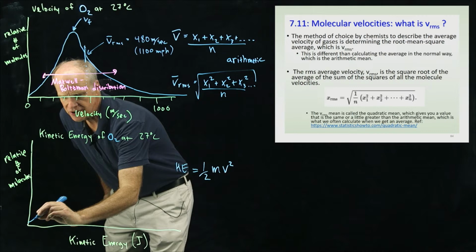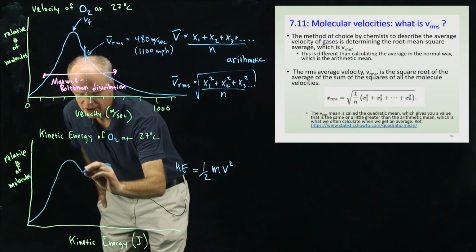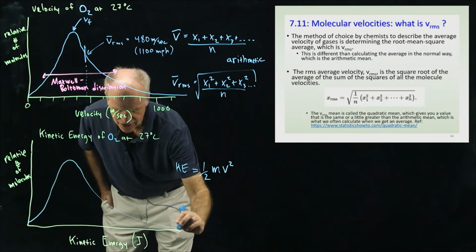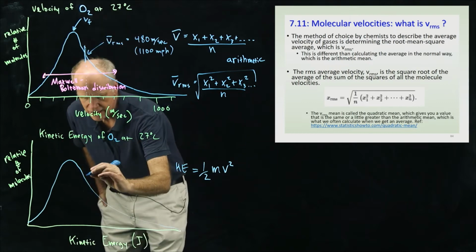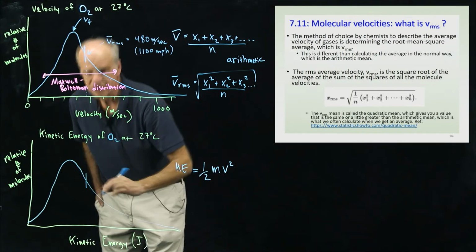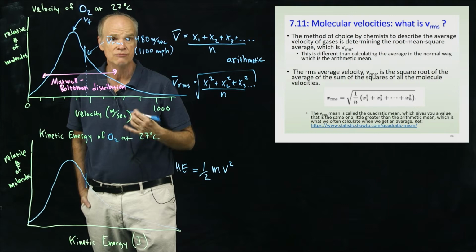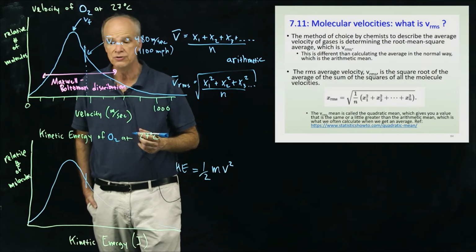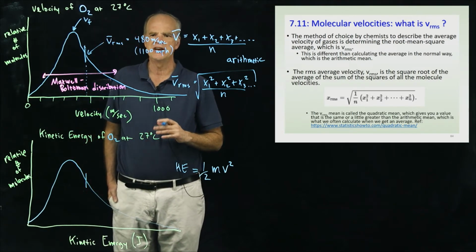So now we're looking at the distribution of oxygen molecules' kinetic energy. It's going to look something like this. It looks pretty much exactly the same, and there's going to be an average kinetic energy. You can call it a root mean squared average if you want to. But that's pretty much all we're going to say about that.